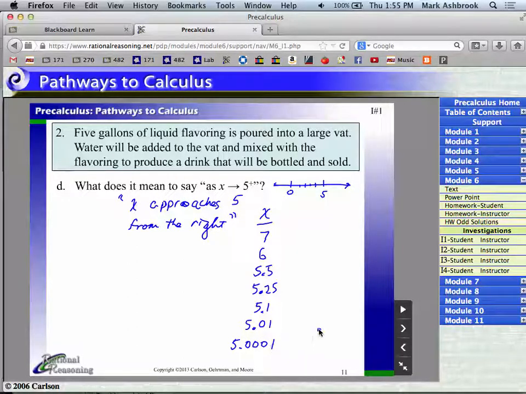This is the idea. There are many ways to create this list. This is the idea of x approaching 5 from the right: numbers greater than 5, decreasing to get very close to 5.